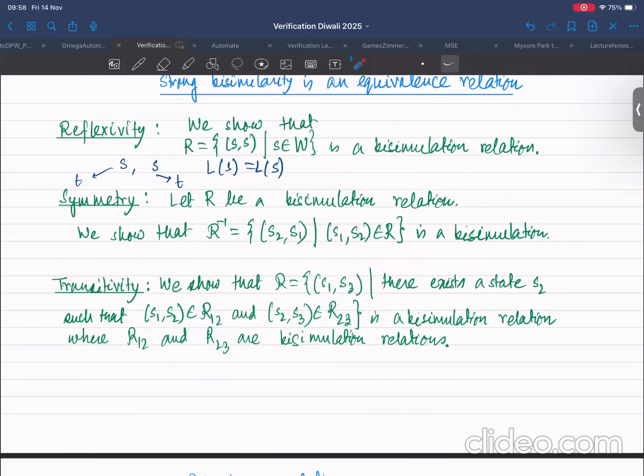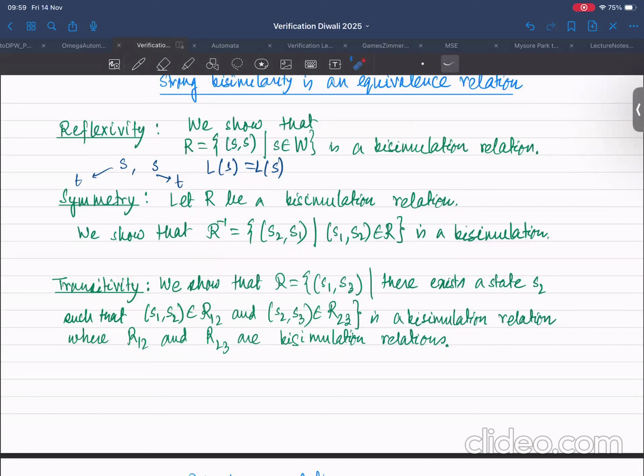And similarly, you can also show that it's symmetric, in the sense that if R is a bisimulation relation, then you can define the symmetric relation, which is S2 comma S1 when S1 comma S2 belongs to R. And you can show that this is also a bisimulation relation. If you have a relation R where S1 comma S2 belongs to R, then you can define the relation R inverse, which is S2 comma S1, and this is also a bisimulation.